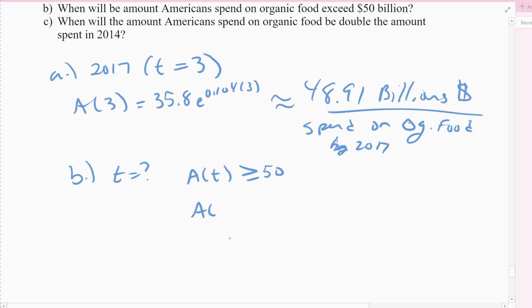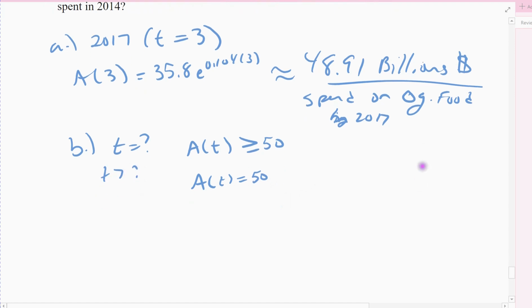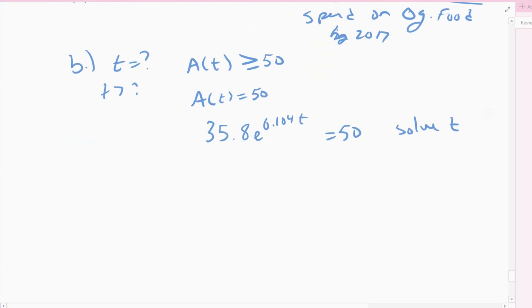Sorry about that. So we're going to solve A of t equals 50, and we just want to be bigger than that time value. So our t is going to be greater than whatever that time value comes out to be. So I'm going to take my 335.8 e raised to the 0.104t, set it equal to 50, and solve for t, which is why we practice solving equations, because we'll be using them in applications.